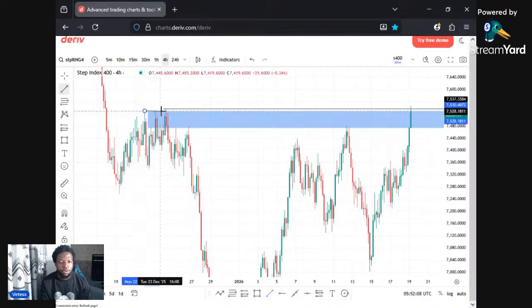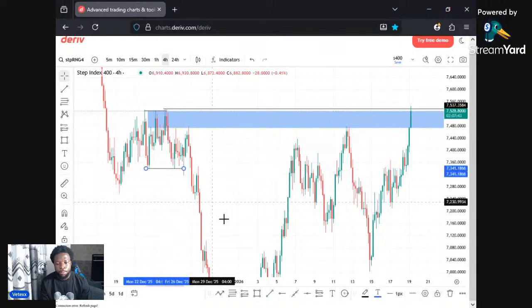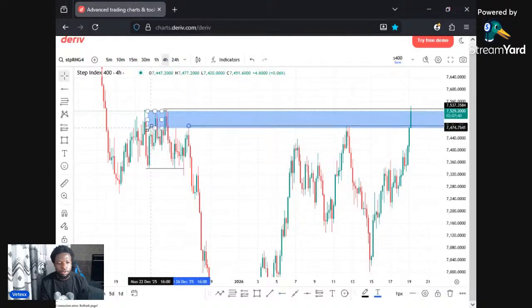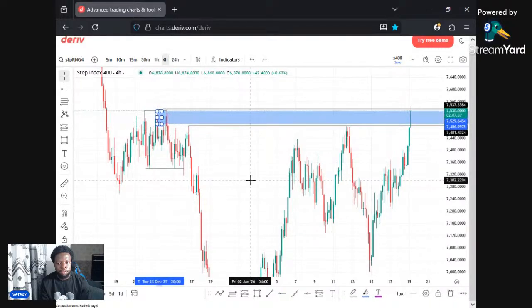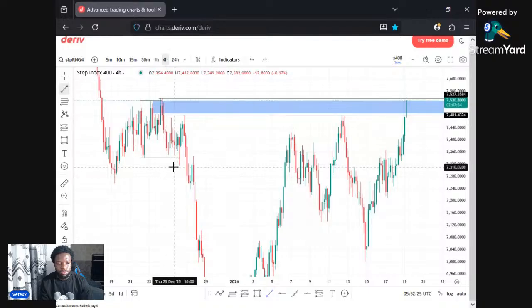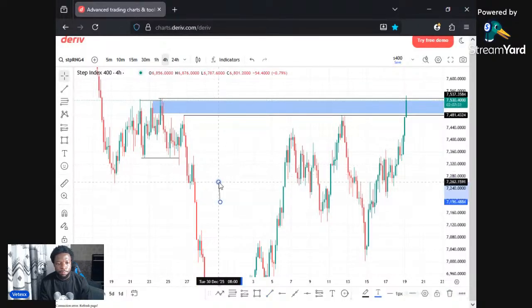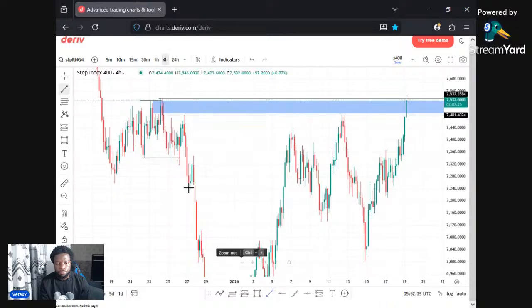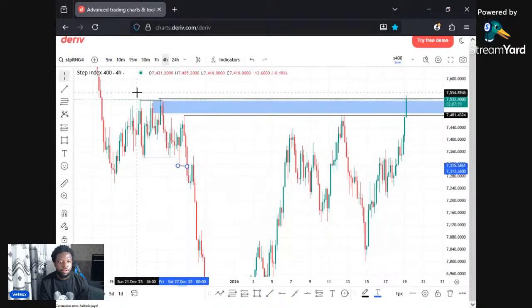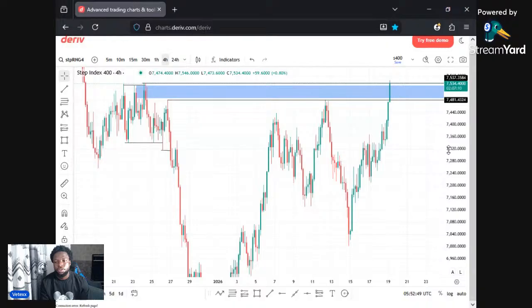So this is our sweep here. Then this is our protected high. Then we have our first break of structure, which is this. This is our structural liquidity that price needs to take out. Price has already taken it out, and this is price giving us our second break of structure. So this is the first break of structure. This is our sweep of liquidity, protected high, first break of structure, second break of structure, and then price needs to continue in the opposite direction.